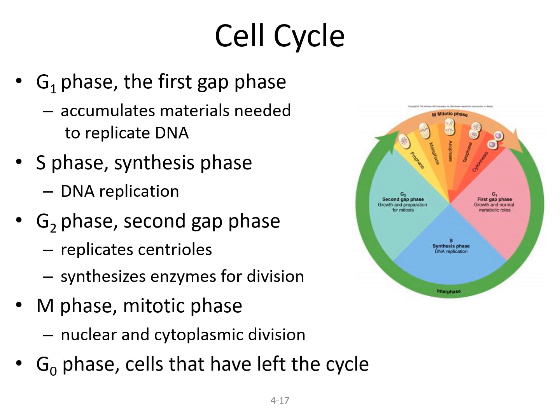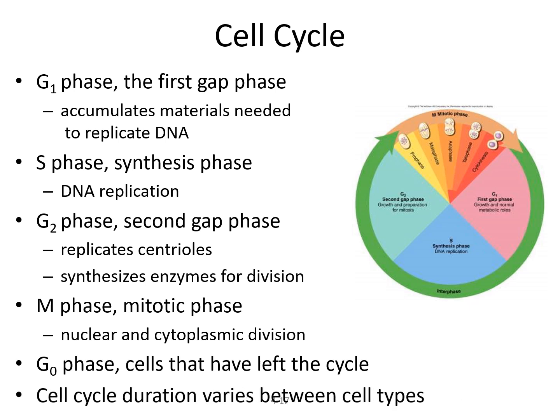And then the gap 0 phase is what happens when cells have actually left the cycle. And this might occur when we have, for example, a mature spinal cord or brain cell. So we do have some types of cells that once they are mature, they don't actually divide again.